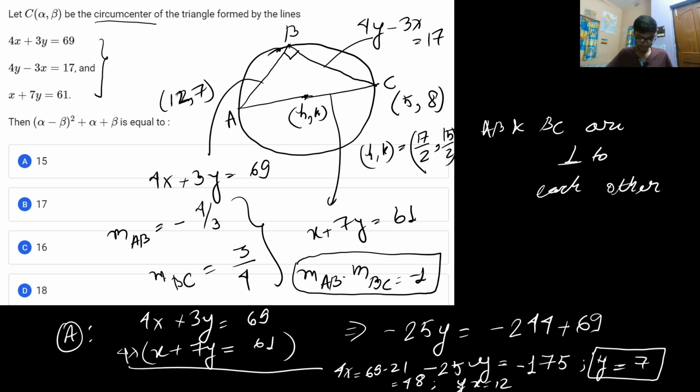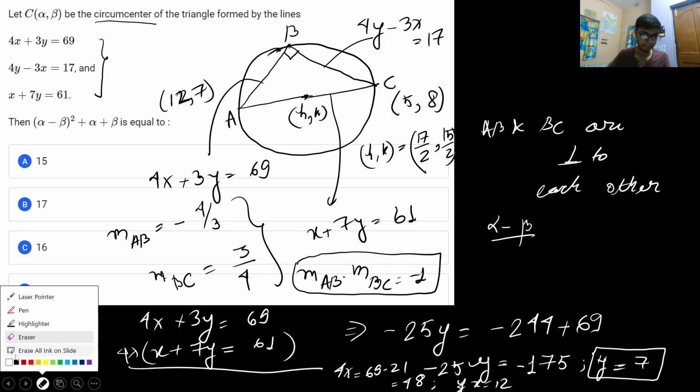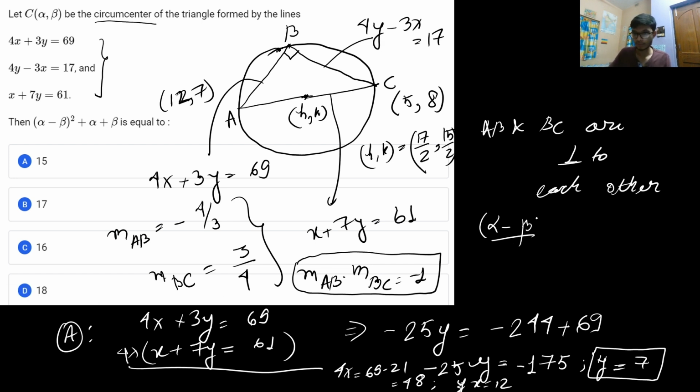So if you have done up to this much, then there is not much calculation left. The calculation which is left out is that you have to solve for the expression alpha minus beta whole square plus alpha plus beta.